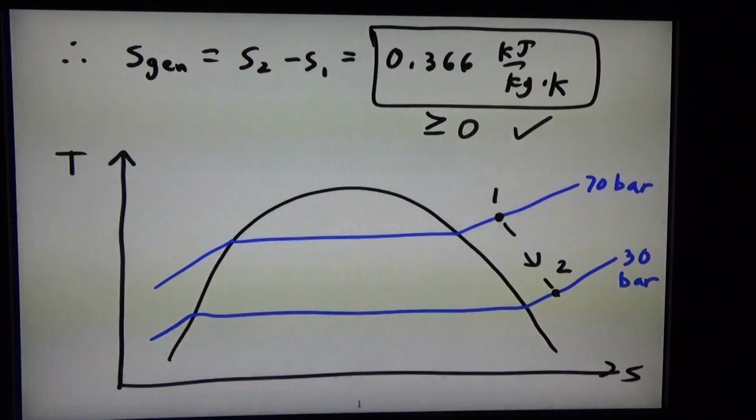Alright, and that wraps up this problem and the sketch. So the key thing for this problem was we were applying the second law to an open system. We found that application of the second law also typically involves application of the first law as well. So we're basically solving the first and second law for an open system process, and we determined the entropy generated per unit mass.